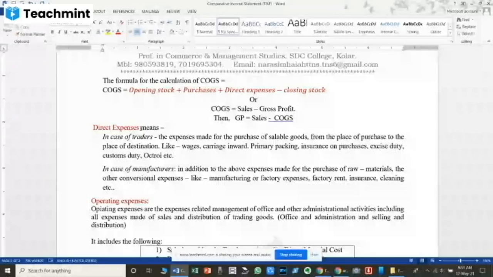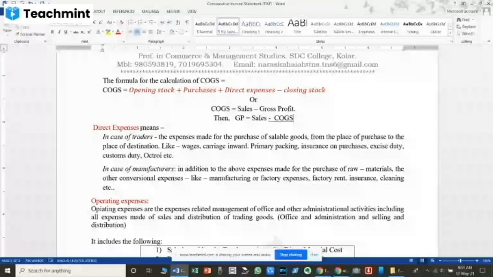All the expenses which are incurred for the purpose of conversion of raw materials into finished goods, in the case of a manufacturer, are called factory overheads in costing. So, expenses made for the purchase of either finished goods or raw materials, plus, being a manufacturer, the expenses incurred for the purpose of conversion of raw materials into finished goods, called conversion expenses. Purchase expenses plus conversion expenses are totally called direct expenses.